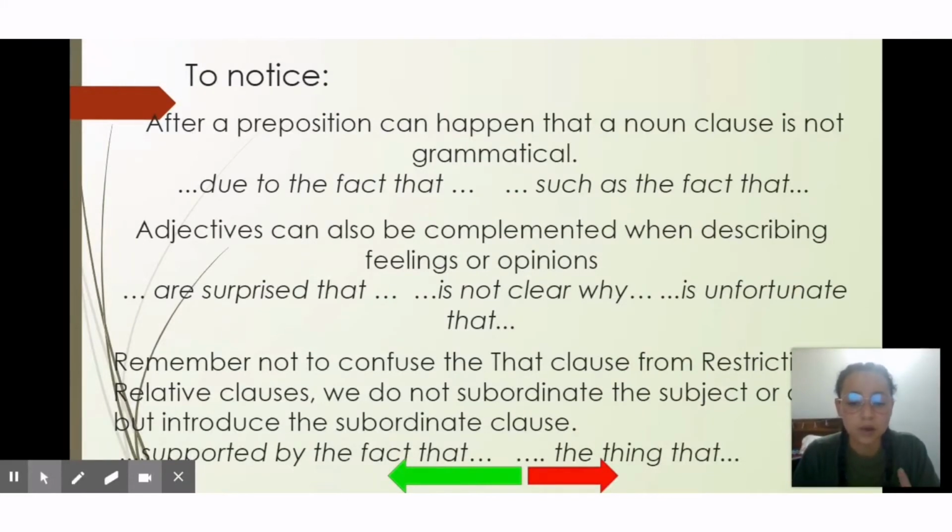Please remember not to confuse the that clause with restrictive relative clauses. Why? Because we do not subordinate the subject, but we introduce the subordinated clause, meaning we say "this is supported by the fact that". We don't say "the thing that". Try to notice the difference between putting together two facts, two opinions or two clauses, and making reference to something that you have already said in the sentence previously, like "the thing that".